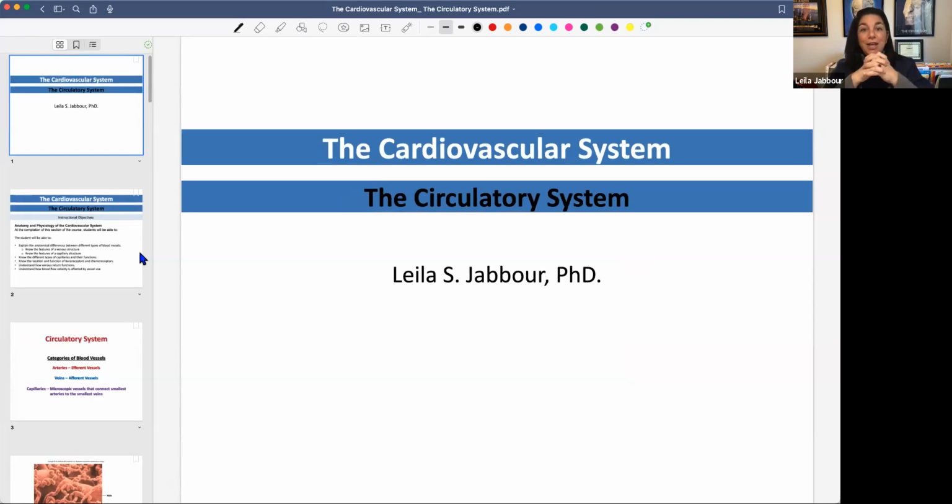Hello. Today I'm covering the circulatory system. As part of the cardiovascular system, we not only talk about the heart and everything that's happening there, but we also have to understand the circulatory system. All of these vessels are taking the blood around the body, taking oxygenated blood to the tissues, bringing this deoxygenated blood back to the heart.